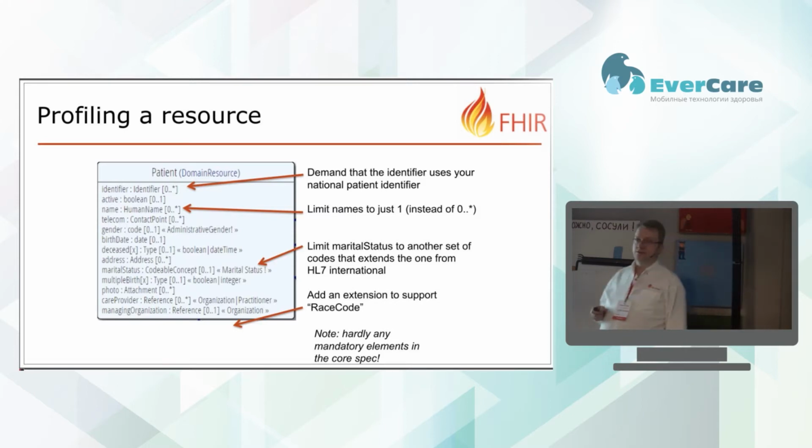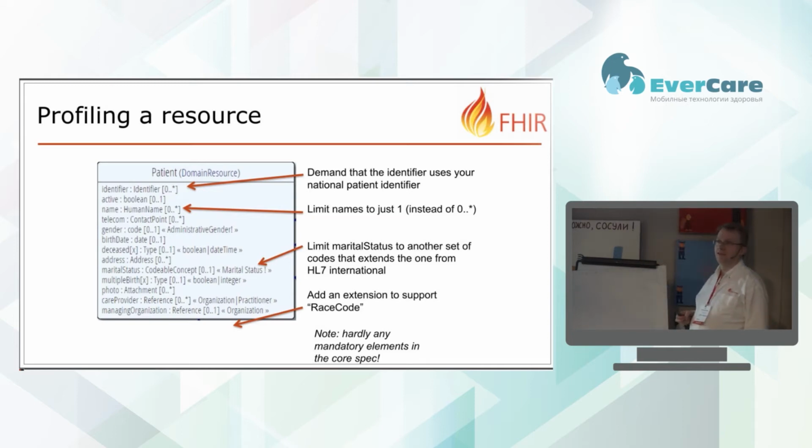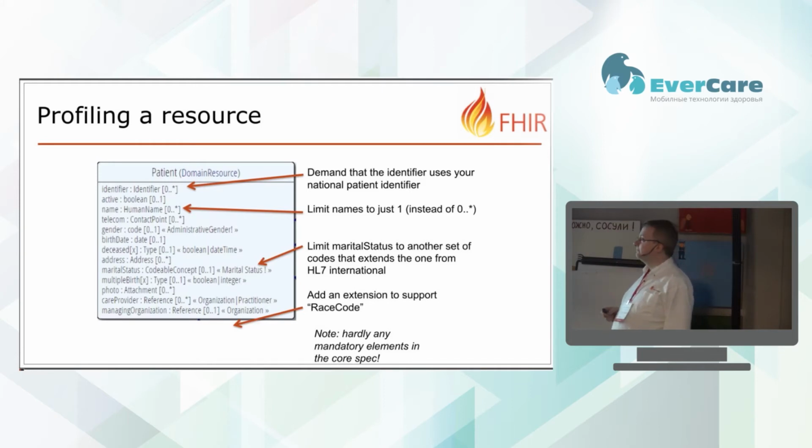If you look at the patient resource in FHIR, you will see that all of the root level attributes are optional. It is conformant in FHIR to have a system that cannot support patient name. Because your system might deal with chickens, and you don't care about the names of the chickens.